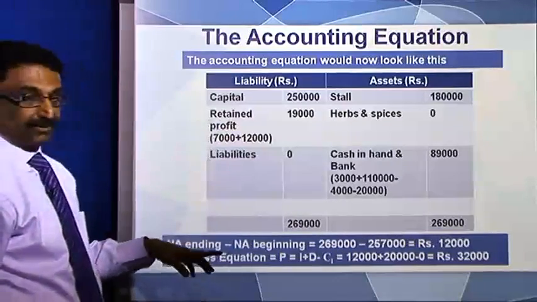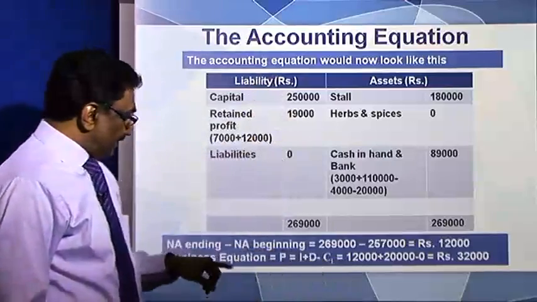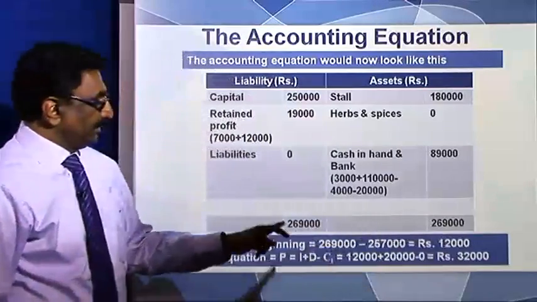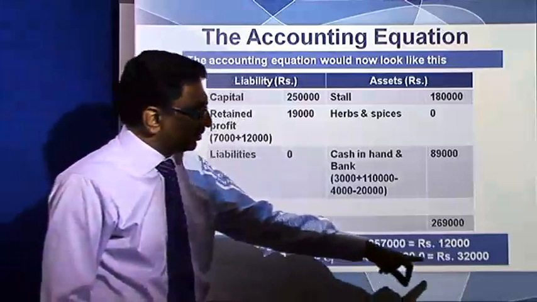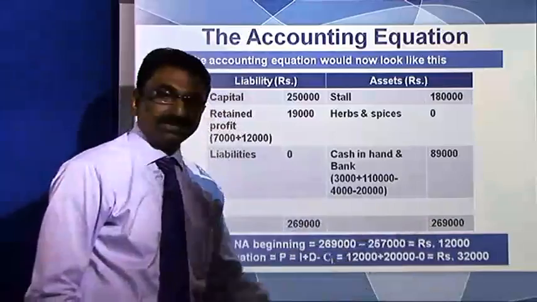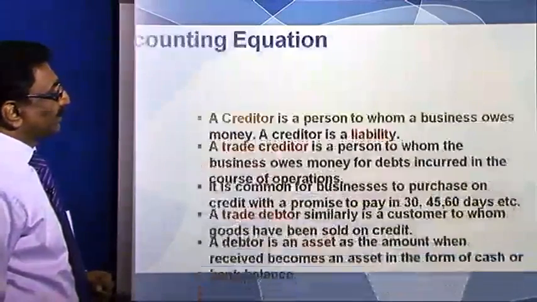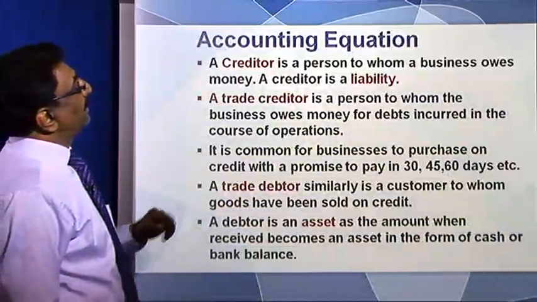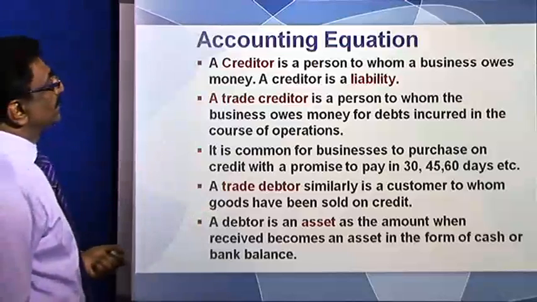And the business equation now tells us that from just looking at this we can say 12,000 was the change in net assets, which is what we got here. Drawings were 20,000 and there was no additional capital. So, the profit for the period given by the business equation also is 32,000 rupees. Having said this, let us complicate this with a few more transactions, and for that I need to explain to you a few terminologies.